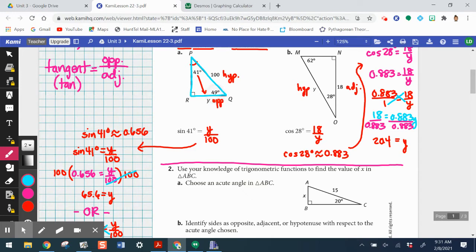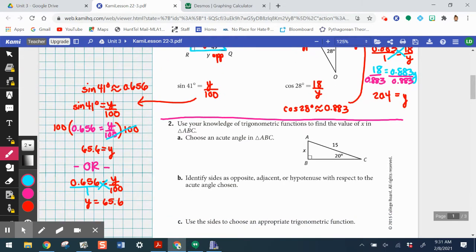Now, because we have the 49 degree angle as well, we could have also used the cosine of the 49 degree angle when looking for the adjacent side y compared to the hypotenuse, which is 100. And remember, the sine and cosine of complementary angles are equivalent. So we could have used sine of 41 here or the cosine of 49.